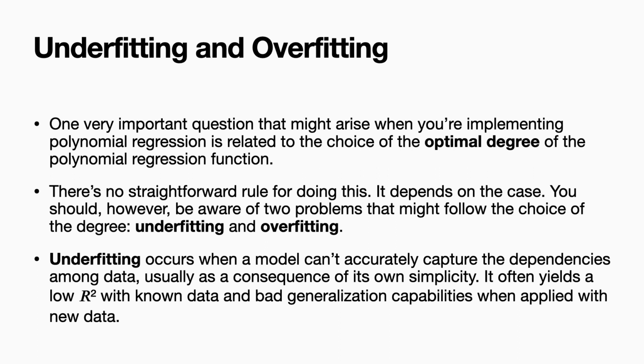Underfitting occurs when a model can't accurately capture the dependencies among data, usually as a consequence of its own simplicity. It often yields a low R² with known data and bad generalization capabilities when applied with new data.